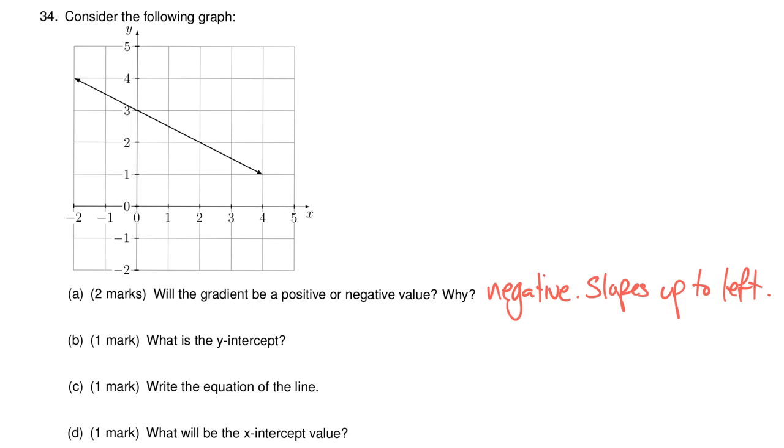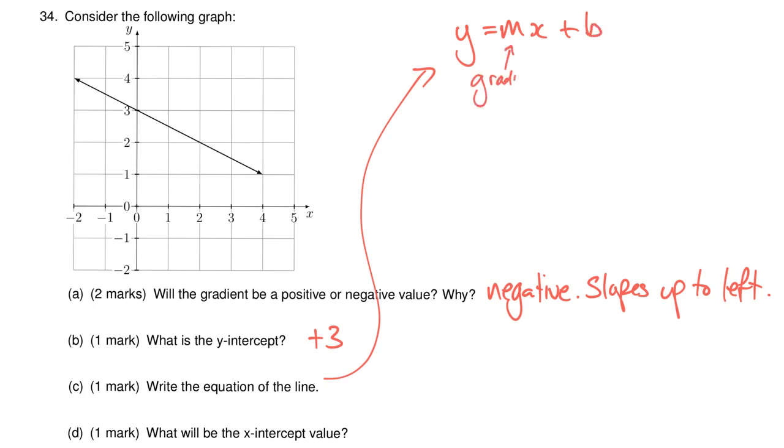What is the y-intercept? Well, we know the y-intercept is where our line cuts the y-axis. So as I look along the y-axis, I can see it cuts the line right there at the point positive 3. So the y-intercept is positive 3. Write the equation of the line. I'm going to do that bit up here. We know the gradient-intercept form of a line looks like this: y equals mx plus b, where m equals our gradient and b equals our y-intercept.